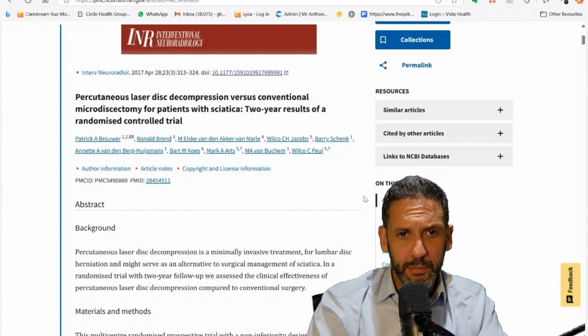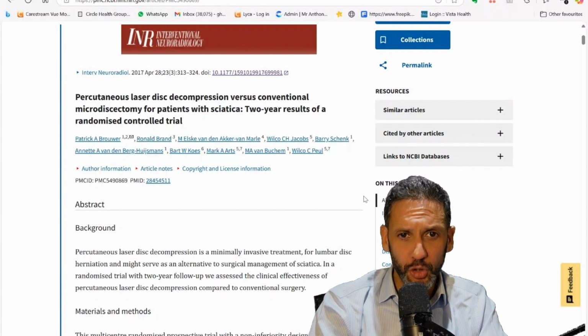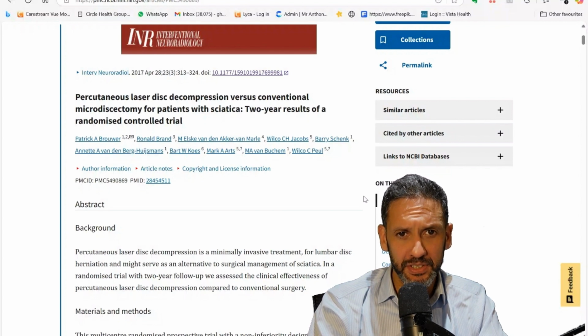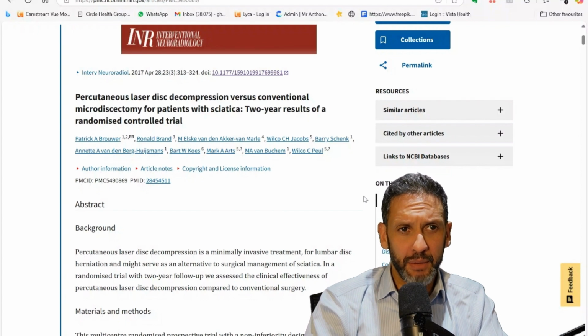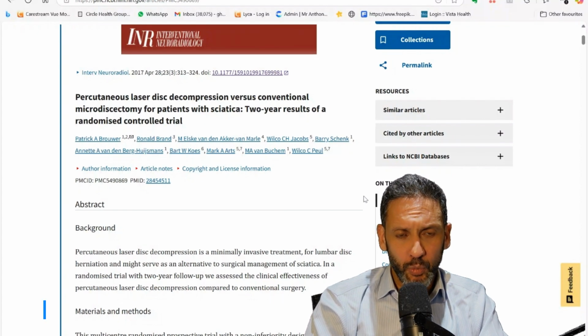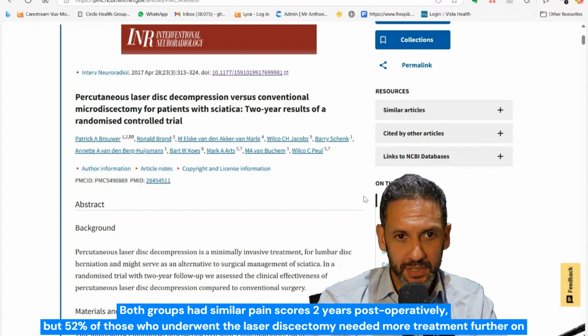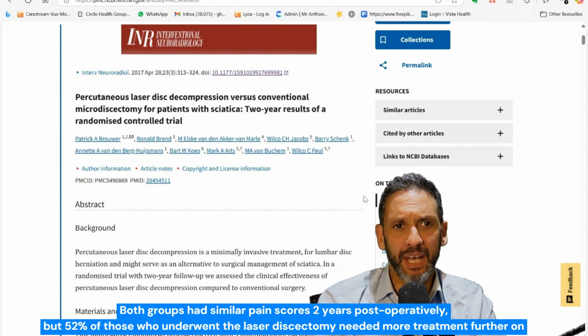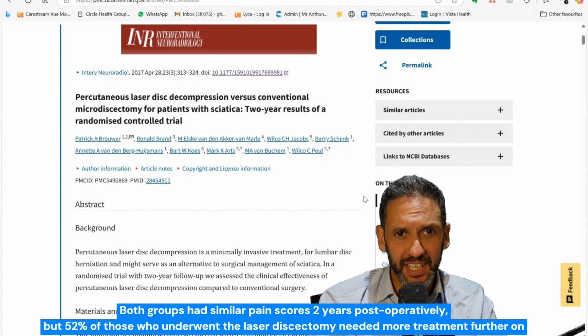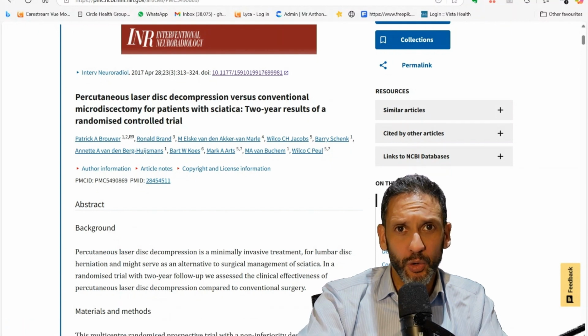This study here, carried out by our colleagues in the Netherlands, compared two groups of patients, both groups with sciatica caused by nerve compression from a disc fragment. One group underwent laser discectomy, the other group underwent a traditional open microdiscectomy, and then they were followed up for, I believe, up to 2 years. And what they found was similar results in the two groups. In terms of those that did well, they had the same pain scores, but about 52%, about half of those that underwent the laser discectomy needed a repeat procedure, i.e. open surgery, to deal with the ongoing pain or failed laser discectomy.